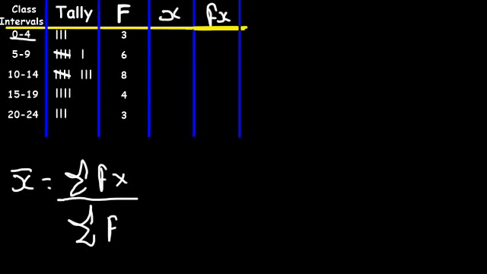Notice that 4 plus 0 gives us 4. And we divide that by 2, we have 2. 5 plus 9 gives us 14. We divide by 2, we have 7. 10 plus 14 gives us 24. Dividing by 2, we have 12. 15 plus 19 gives us 34. Dividing by 2, we have 17. 20 plus 24, we have 44. Dividing by 2, we have 22.